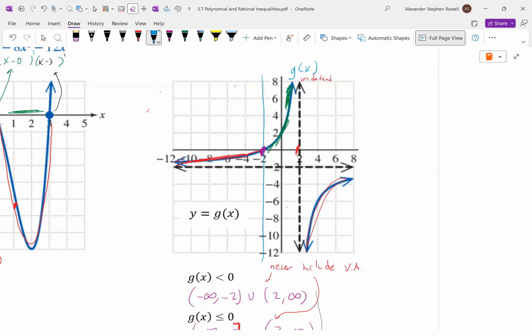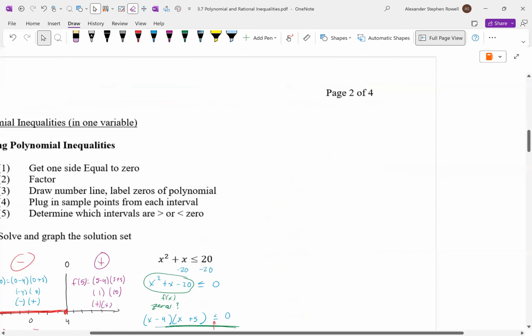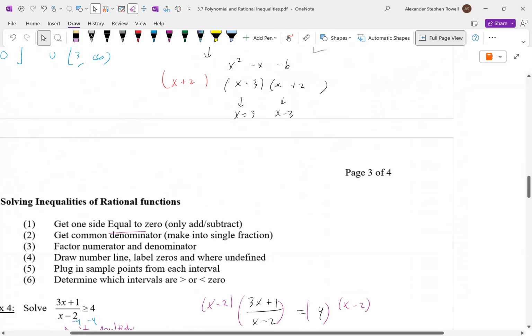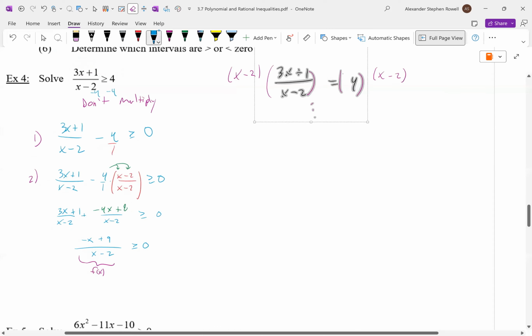Where is it 0? Where is it undefined? Because in the interval to the left of the 0, it's all negative. In between, it's all positive. And to the right of the undefined value, it's all negative. So we need to find these test points. These are the important points. So I go back to the rational function.